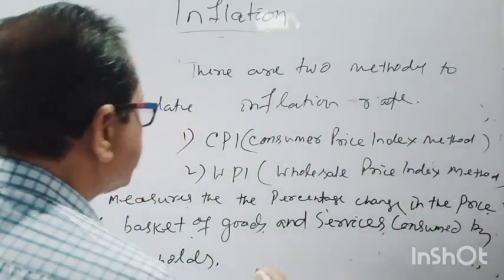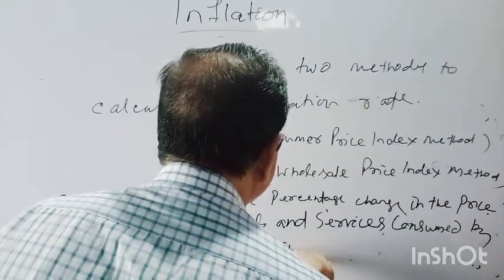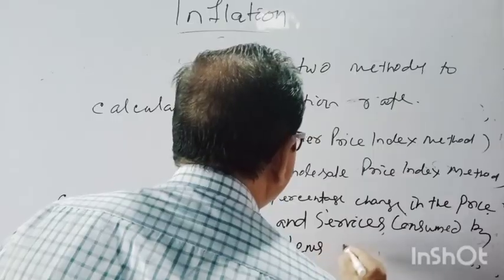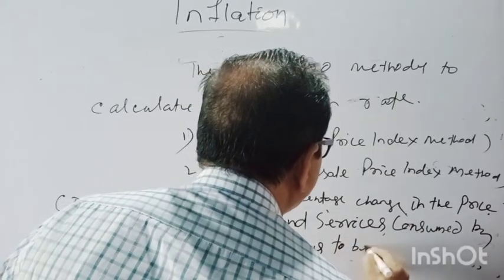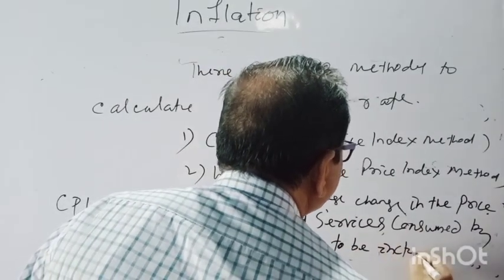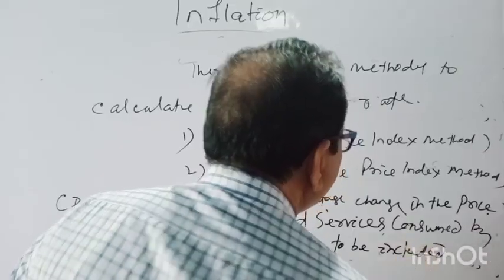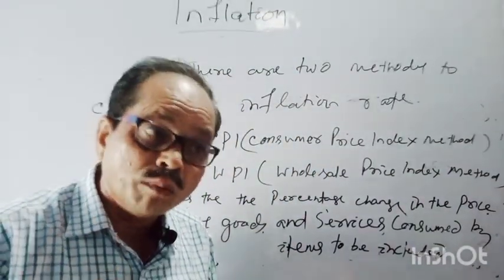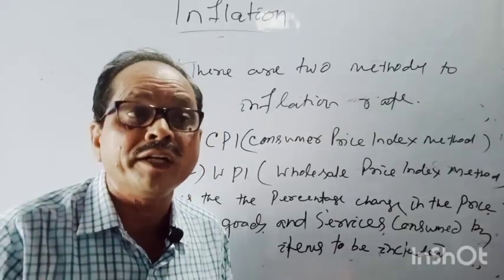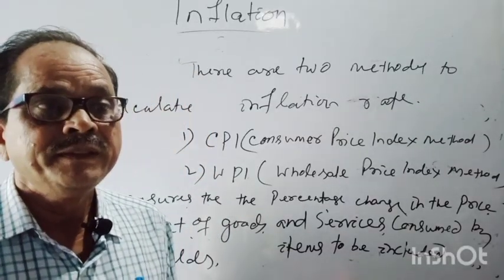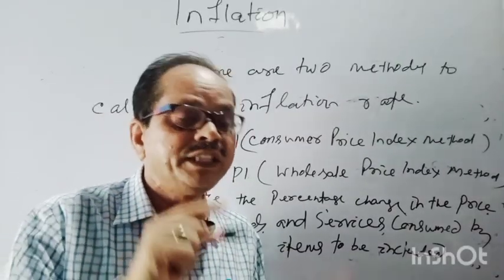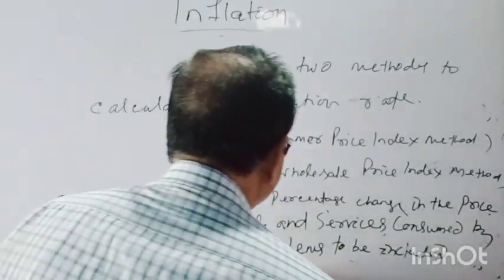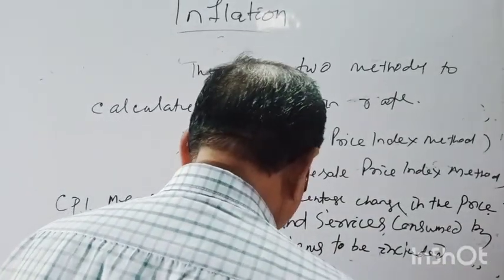What essential items are to be included in the CPI? Let us discuss the items to be included. All items are not included, but essential commodities, those that are very important for the household consumer. These items are to be included in CPI. What are they? First one is food items.